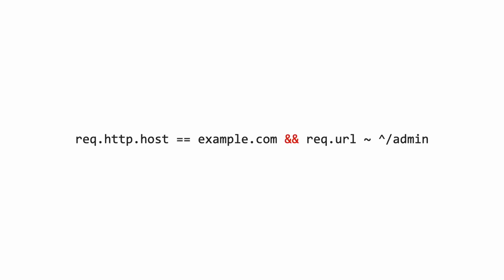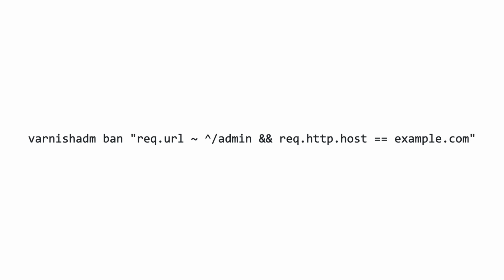You can use logical AND operators to chain multiple expressions, or you can use a tilde to match a regular expression. And in this case, we're matching all the objects where the host header is example.com and where the URL starts with /admin. Invalidating content using bans requires adding the ban expression to the ban list, and you can do that using the Varnish ADM command and more specifically the ban subcommand.